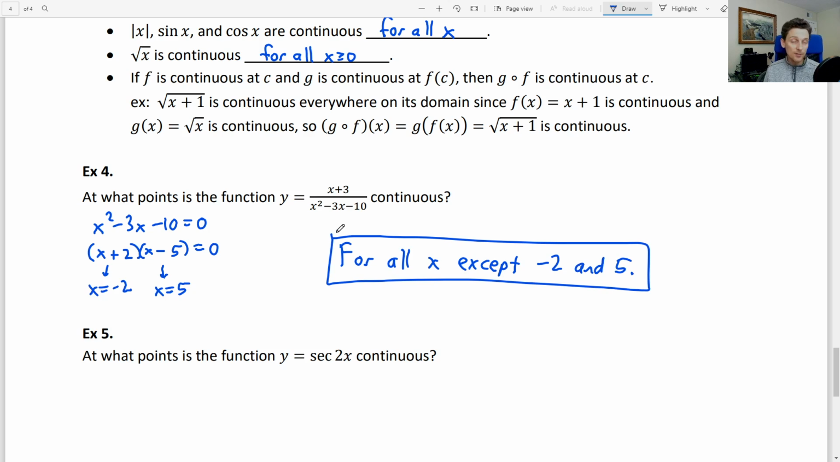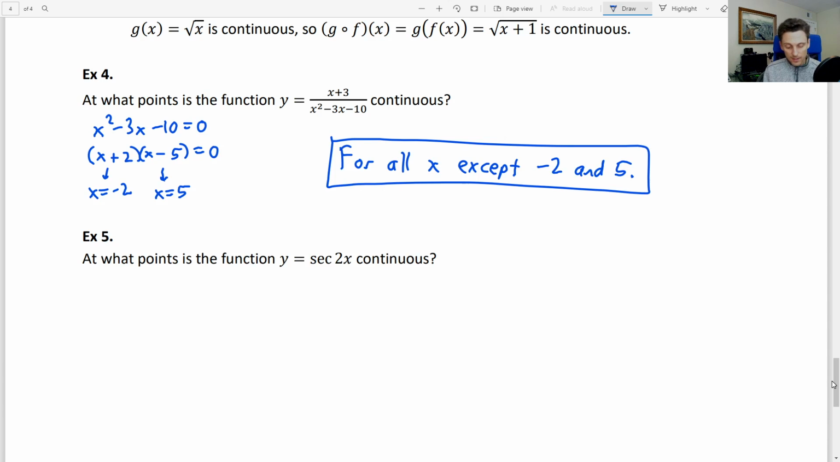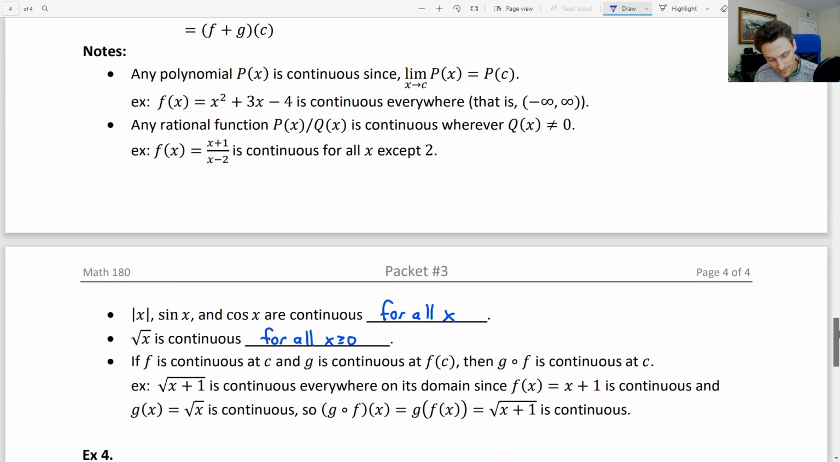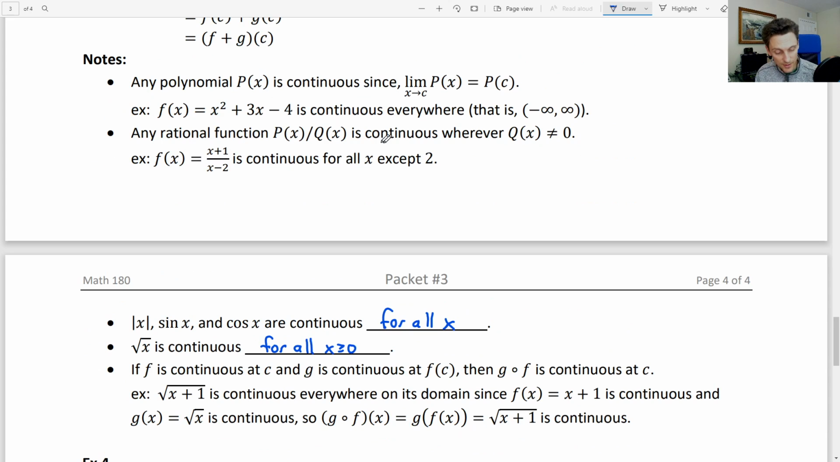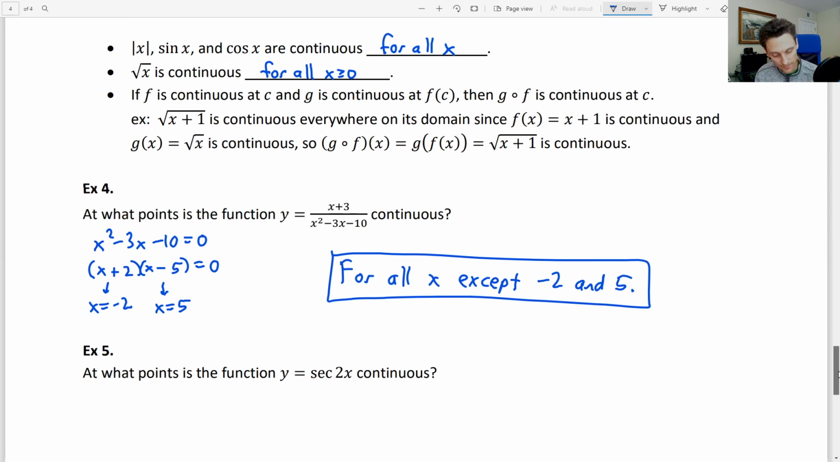You could write it up in interval notation if you want as well, like negative infinity to negative 2, and then negative 2 to 5, and then 5 to infinity. We can also just write it out in words here. So connecting what we had here, rational functions are continuous everywhere that the bottom of the fraction is not equal to 0. So that's going to be everywhere except for negative 2 and 5.